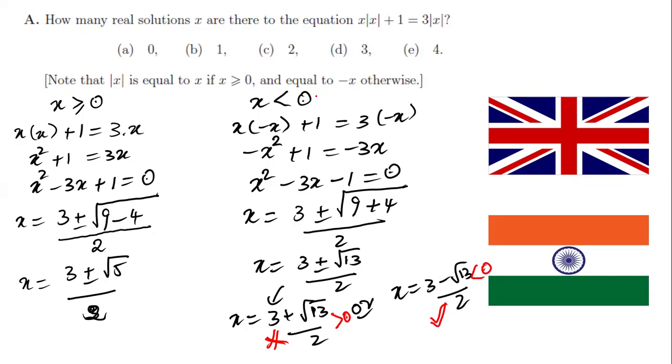So in x less than 0, we have one solution. When x is greater than or equal to 0, we have two solutions. So totally, we have three solutions. So our answer is D.